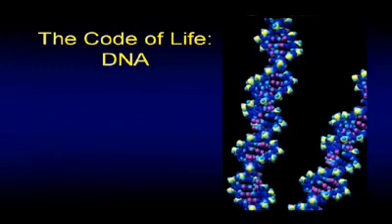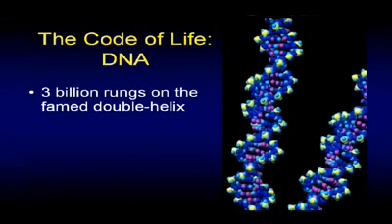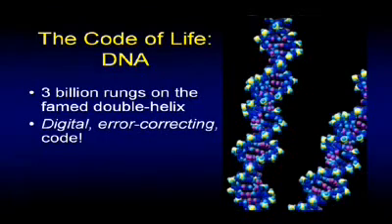Let's skip a whole bunch of other examples and go to the most elegant example I can find, and that's our DNA, the code of life itself. There are 3 billion rungs on the famous double helix of our DNA. And the code that's involved is a digital error-correcting code. Now, there's not probably one engineer in a dozen that can design an error-detecting code properly. There's certainly a lot fewer that can design a code that automatically corrects its own errors. There are such codes, by the way.